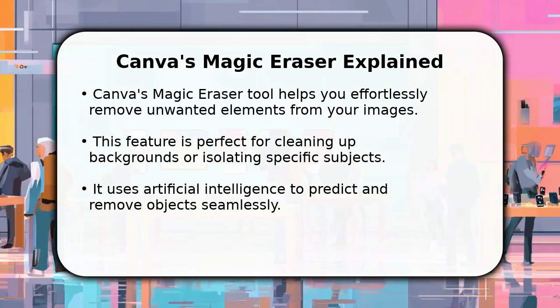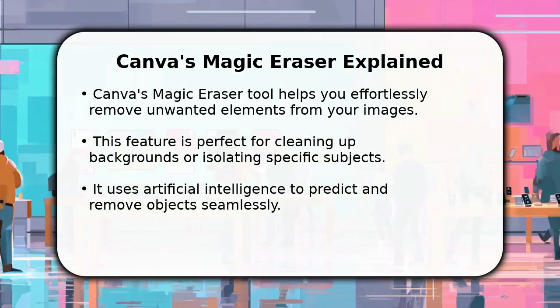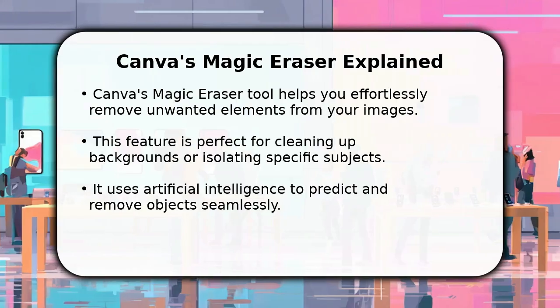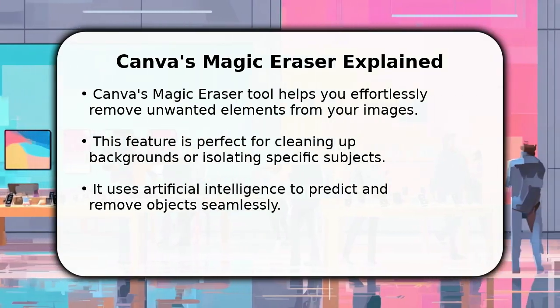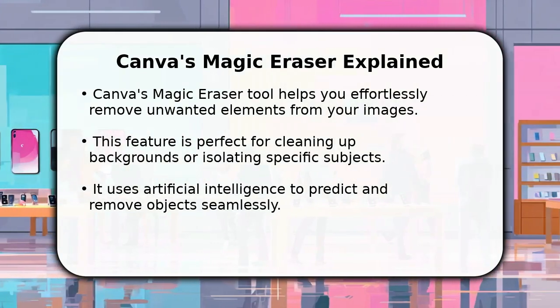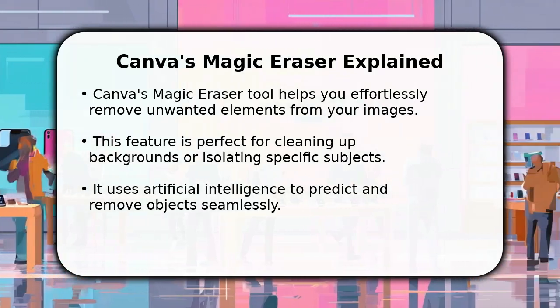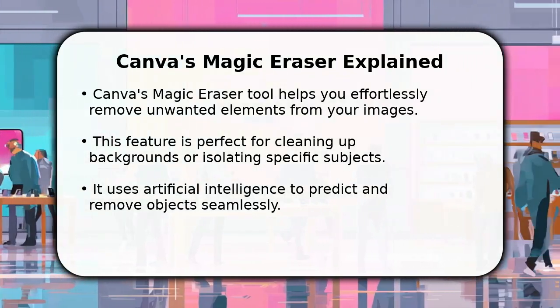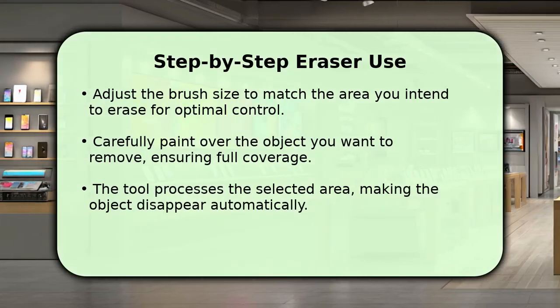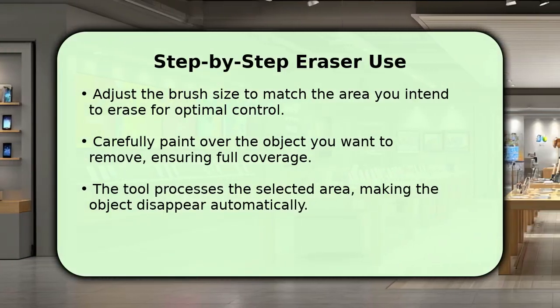From the Effects panel that appears on the left, locate and select the Magic Eraser option. This powerful tool leverages artificial intelligence, allowing you to remove unwanted objects or distractions with impressive precision and ease. Once the magic eraser is active, you will see a brush on your screen.